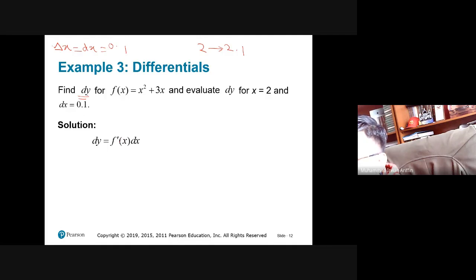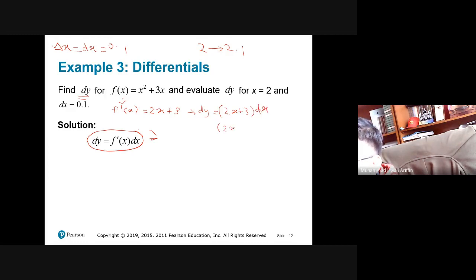From the previous relationship, we know how to find dy. We simply multiply f prime of x by dx. So what is f prime of x? Based on this, we simply use the shortcut formulas. This gives us 2x plus 3. So we have dy equals 2x plus 3 multiplied by dx. So this equals 2x plus 3 multiplied by 0.1. So this is our dy.